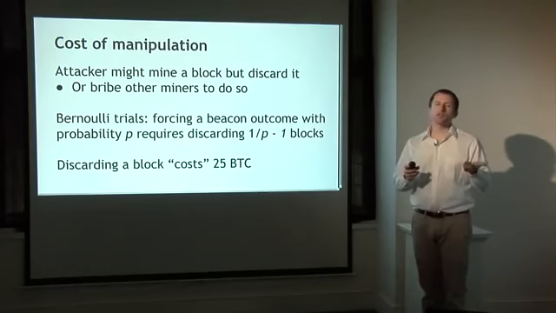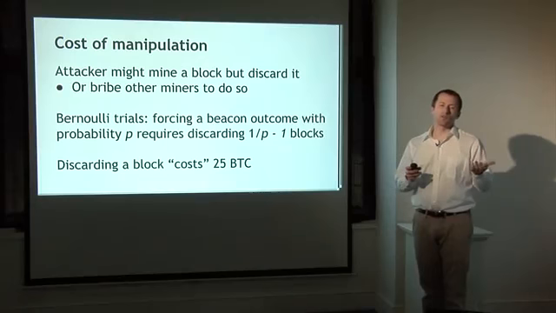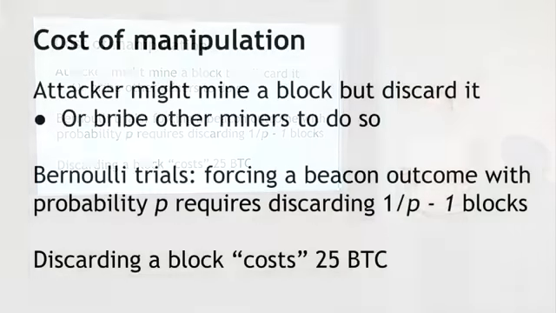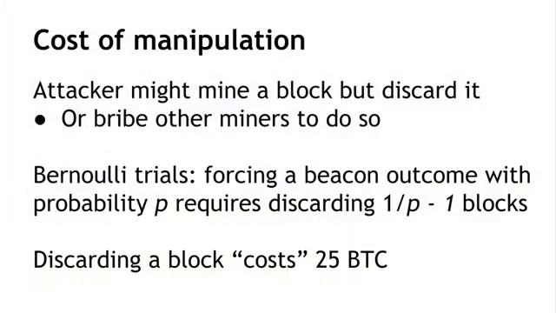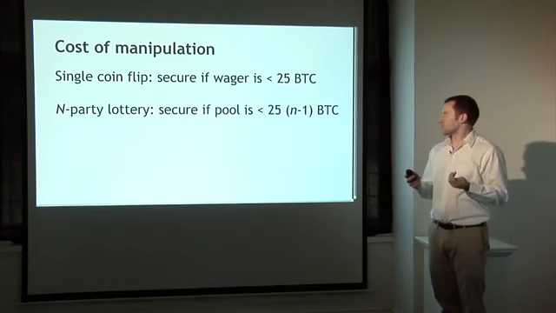So let's say that you're trying to force some beacon output with probability p. This is just going to be a Bernoulli trial. So you have to discard some number of blocks until you happen to hit success. And the expected number of blocks that you'll have to discard is 1/p minus 1. And recall that discarding a block is pretty expensive. You are going to lose the entire block reward, which is currently 25 Bitcoin, or around $15,000 US at today's prices.